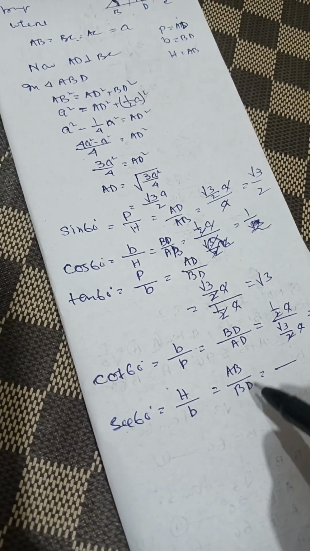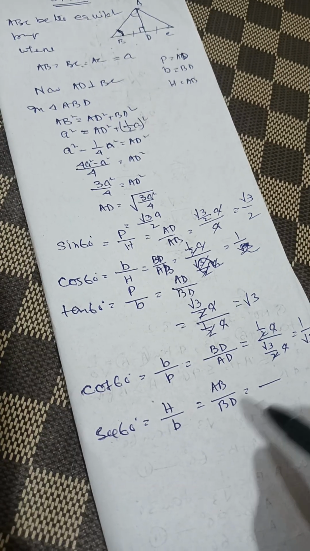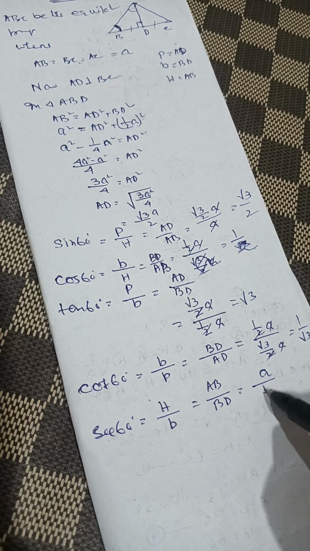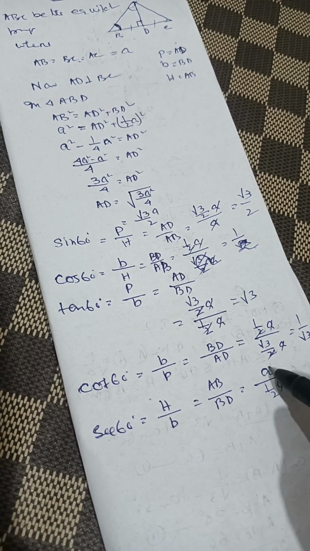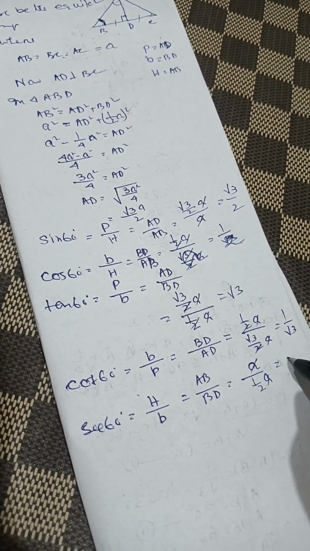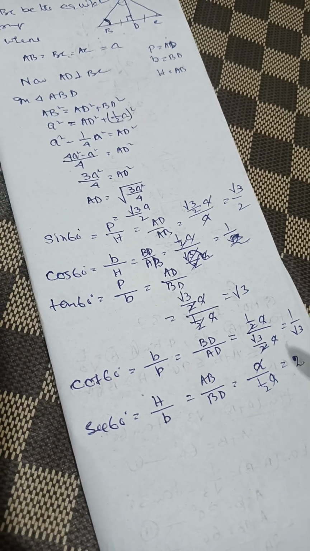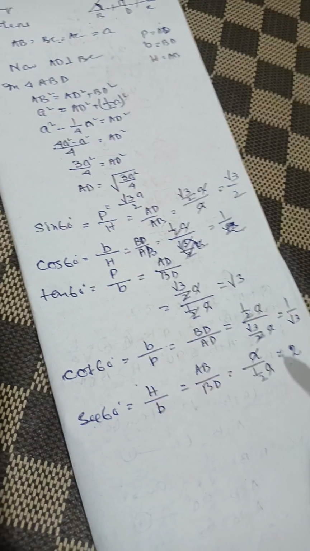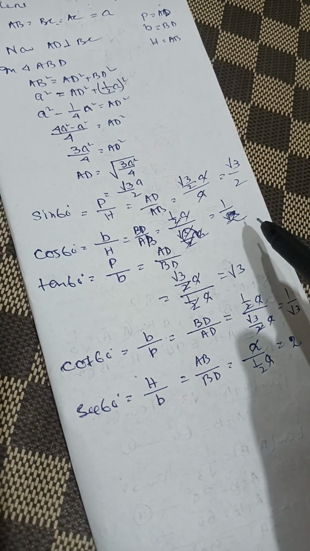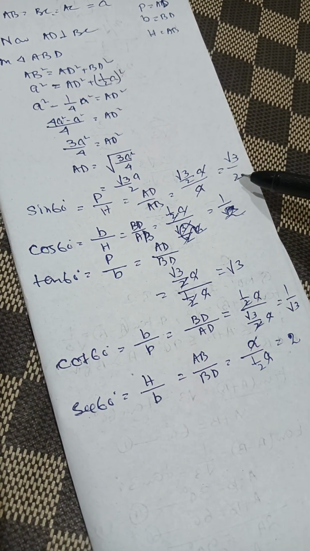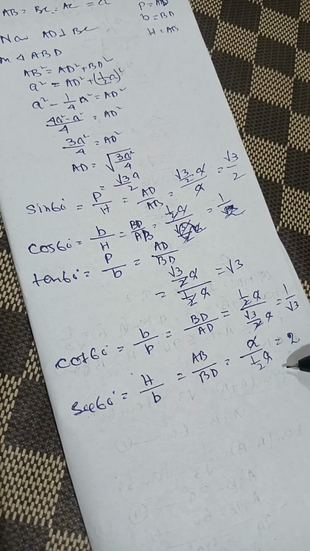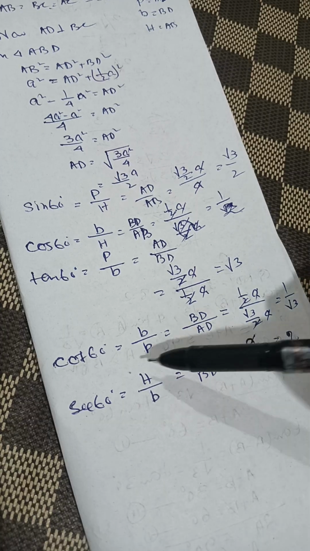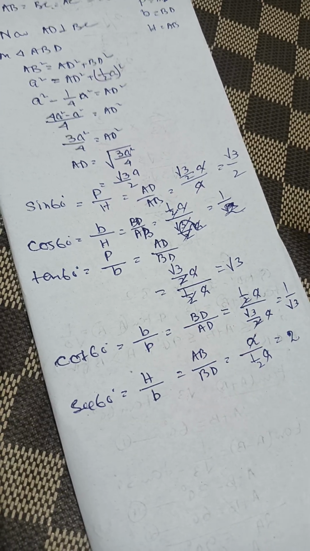And sec 60 is AB by BD. AB I have considered as A, and BD is half of A. So this cancels. After reversing it, you will get 2. You must always remember that the values of cos 60 and sec 60 are just reverse. It is half, it is 2. You see sin 60 is root 3 by 2, so cosec 60 will be 2 by root 3. Then tan 60 is root 3. Cot 60 is just the reverse, 1 by root 3.